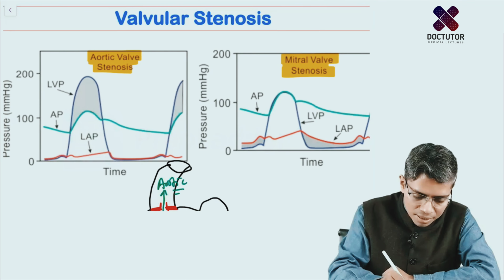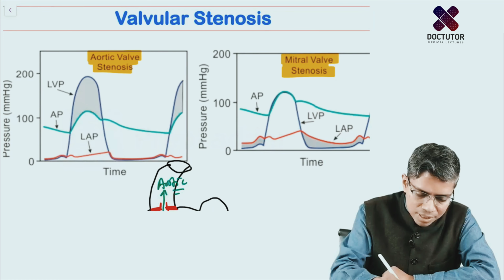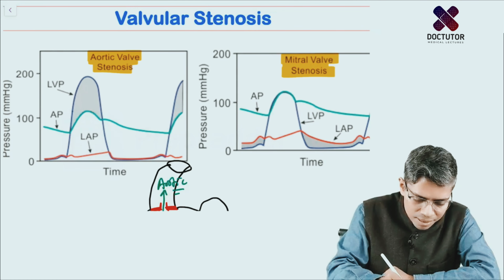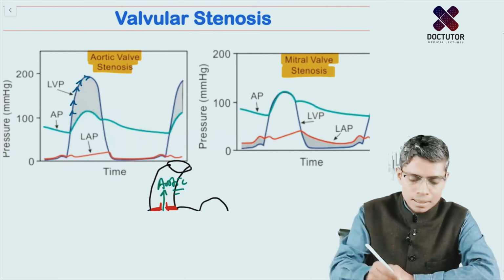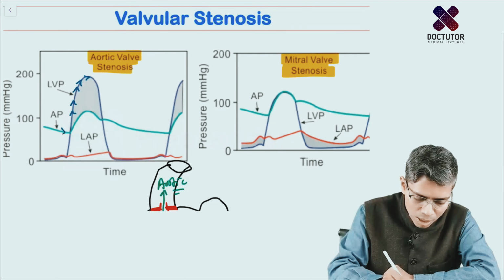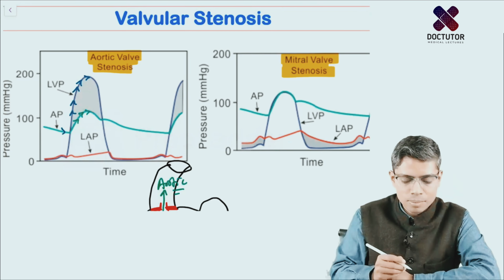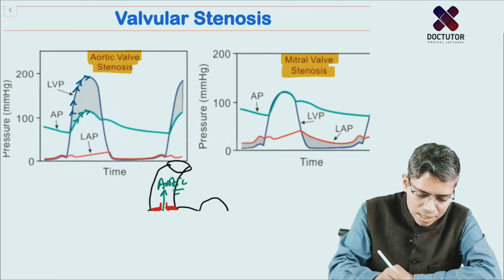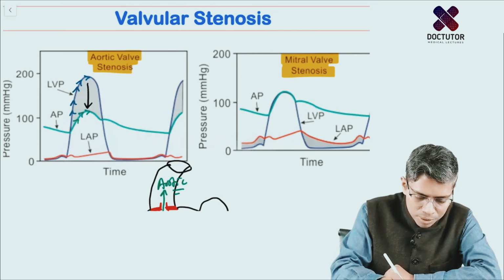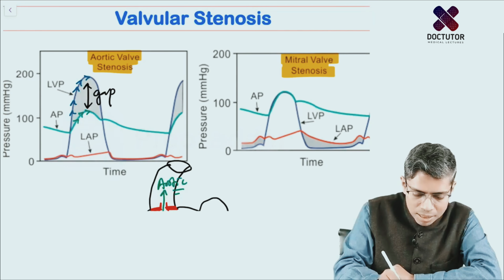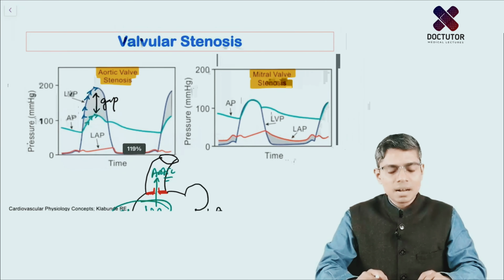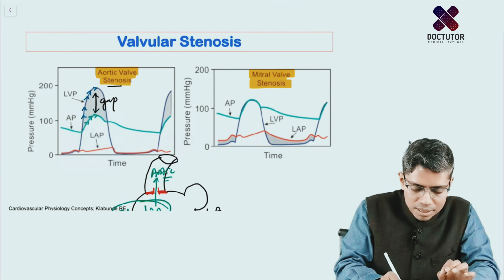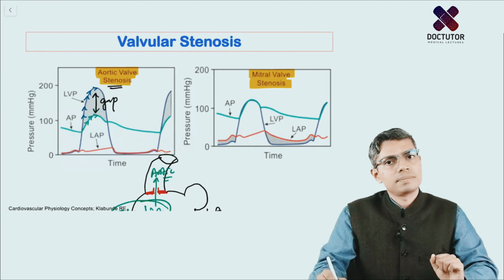So you have seen earlier that this is the ejection phase, where ventricular pressure is rising to a very, very high level. But look at the aortic pressure. Aortic pressure is not rising proportionally. Very little rise of aortic pressure. And there is a huge gap between the ventricular pressure and aortic pressure during systole. This gap is the identifying feature of aortic valve stenosis.